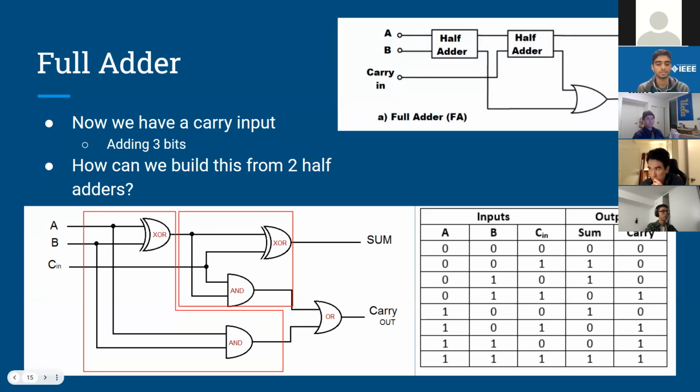Does this make sense? Actually, does anyone have a question about this?